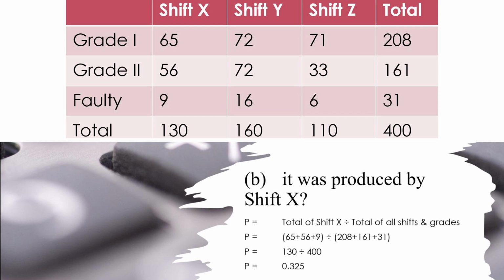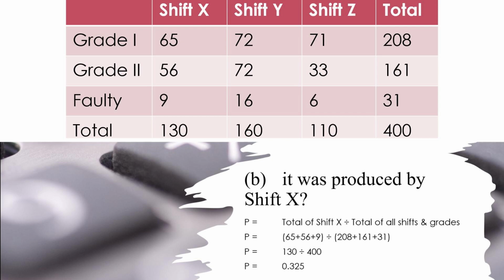Now, with reference to if an item is picked randomly, what is the probability that it was produced by shift X? So again, we're going to apply the addition rules of probability. We're going to first find out the total of shift X numbers, and then we're going to divide it by the total of all shifts and grades.